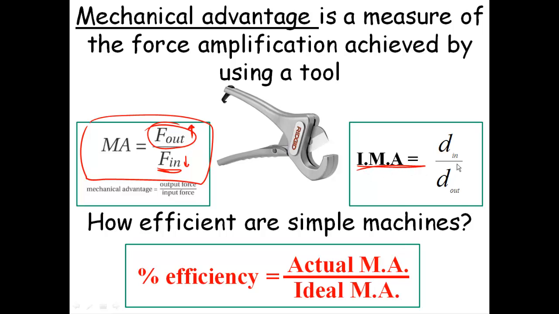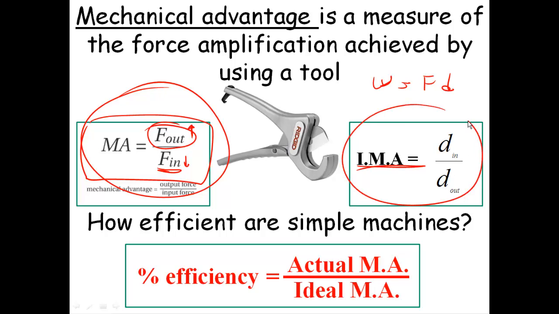This one is ideal mechanical advantage. Remember, work is the product of the force and distance. Mechanical advantage, we're talking about the force. Ideal mechanical advantage is the distance. It's a similar type of relationship, only it's the distance in, how much I have to put in, versus how much out. And efficiency is you're just comparing the two. How much you actually get versus how much you would like to get.